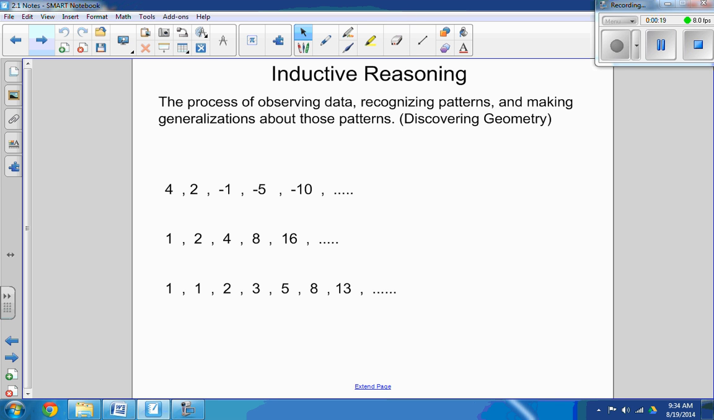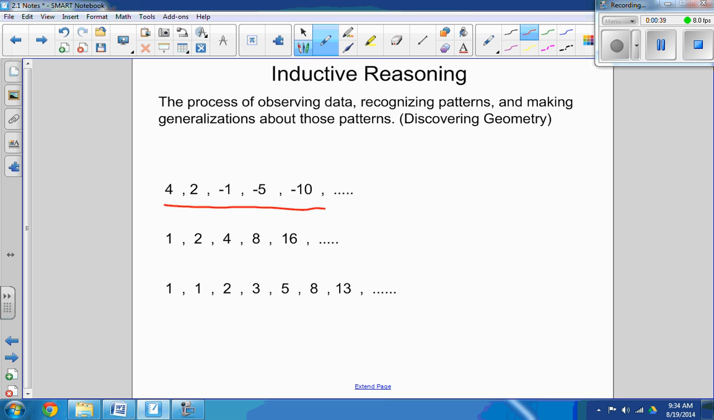So we've got three examples here. Let's see if we can figure out the pattern, generalize, and determine what the next elements in that pattern are. So we've got 4, 2, -1, -5, -10.